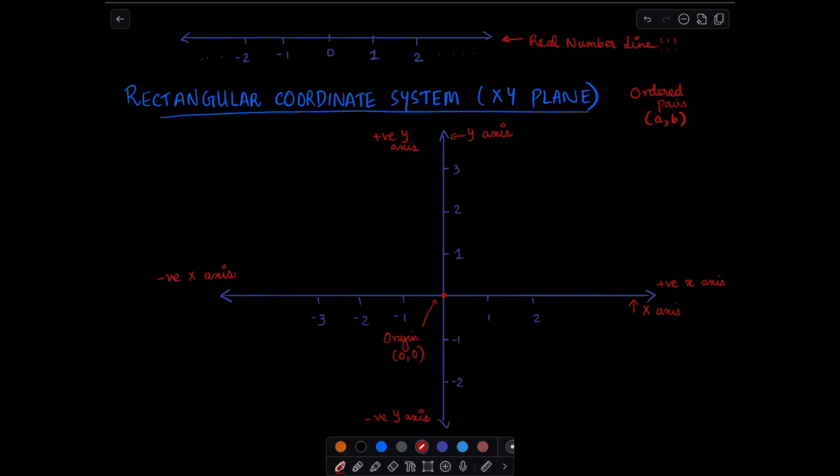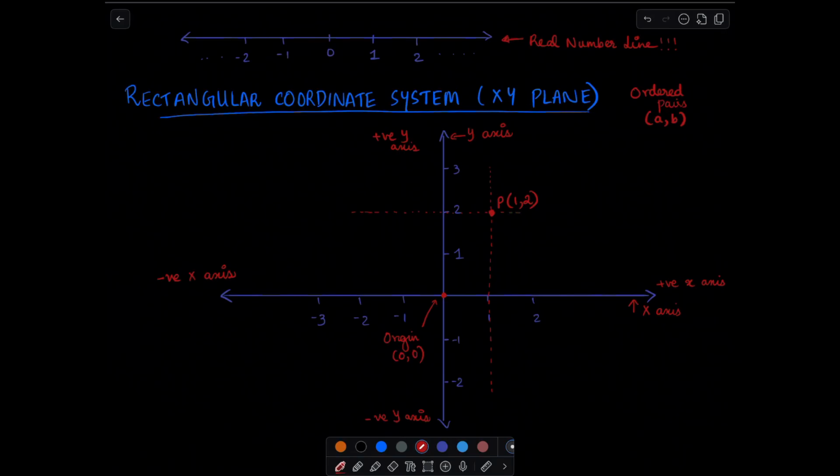Let's now plot the point (1, 2). For that, we first draw a vertical line parallel to the y-axis such that it crosses the x-axis at the value 1. We then draw a horizontal line parallel to the x-axis such that it crosses the y-axis at the value 2. The point where both of these lines intersect is where the point (1, 2) is.